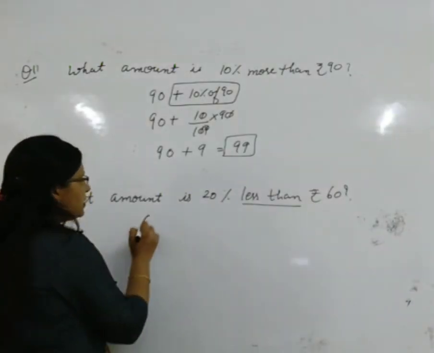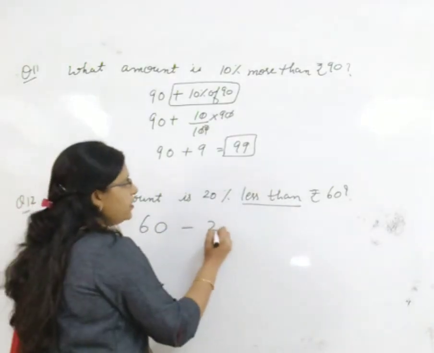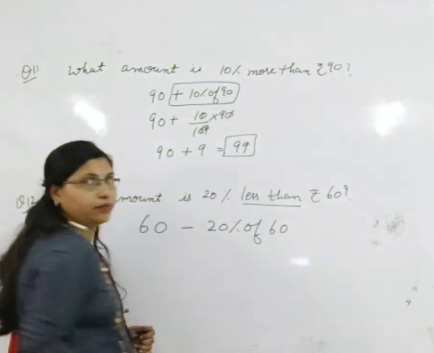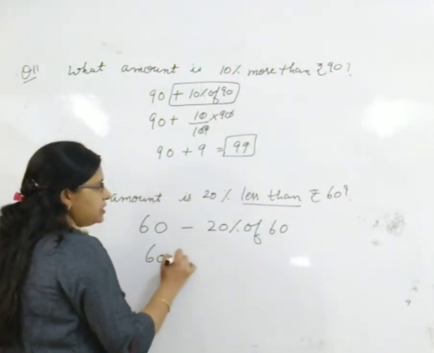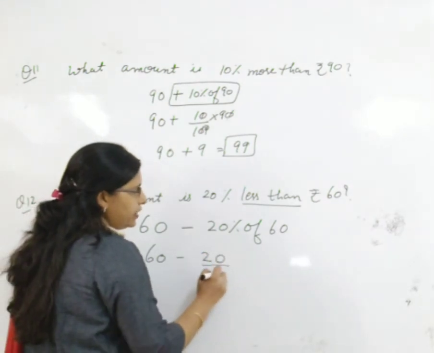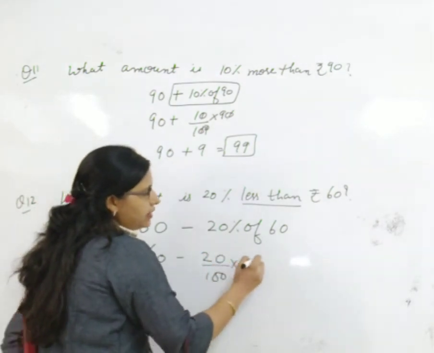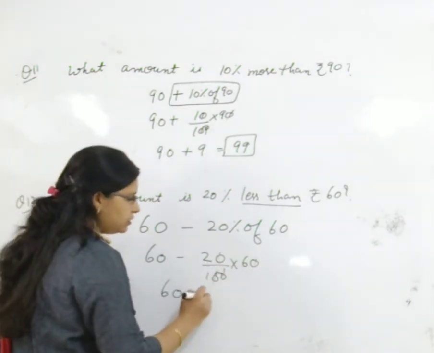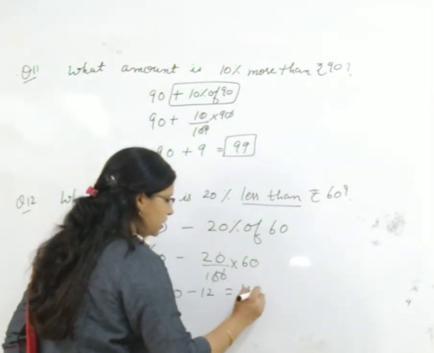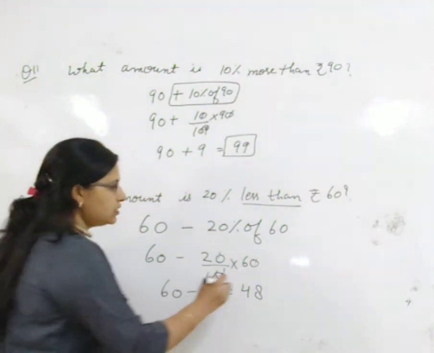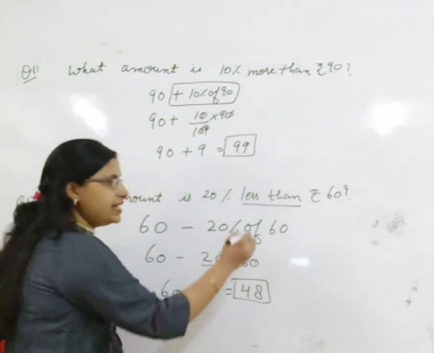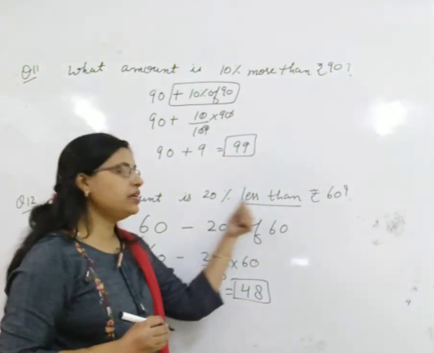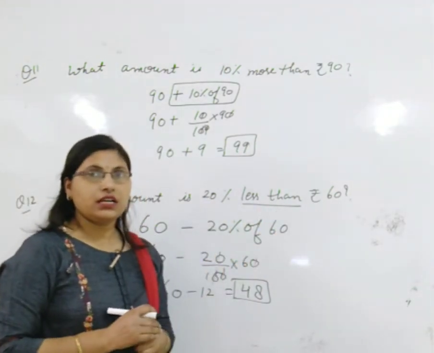Now the same way is here, but here it is not greater than, it is less than. So we have to subtract 60 minus 20% of 60. So 60 minus 20 upon 100 multiplied by 60. Do calculations. 60 minus 12, and the answer is 48. So it is 48 is less than 60. How much it is less than 60? 20% of 60. Clear everyone?